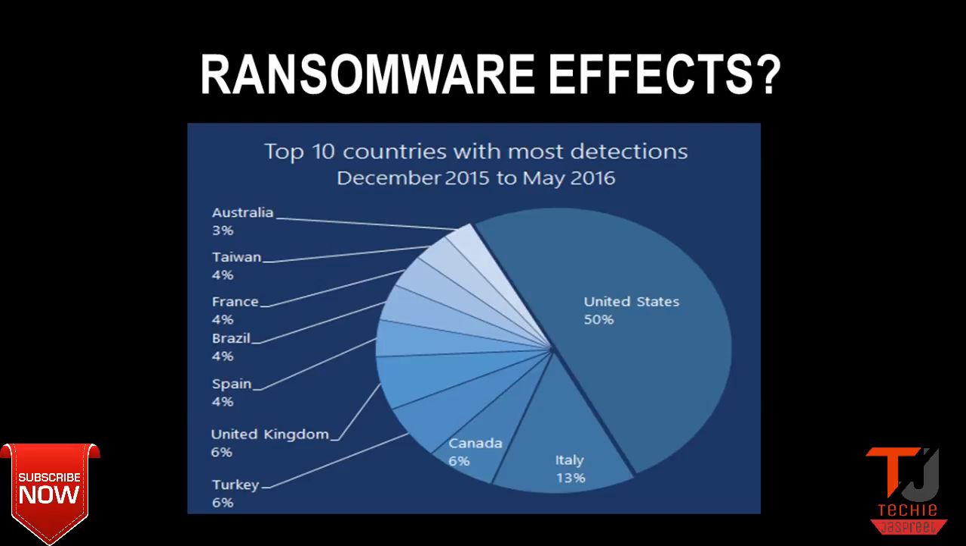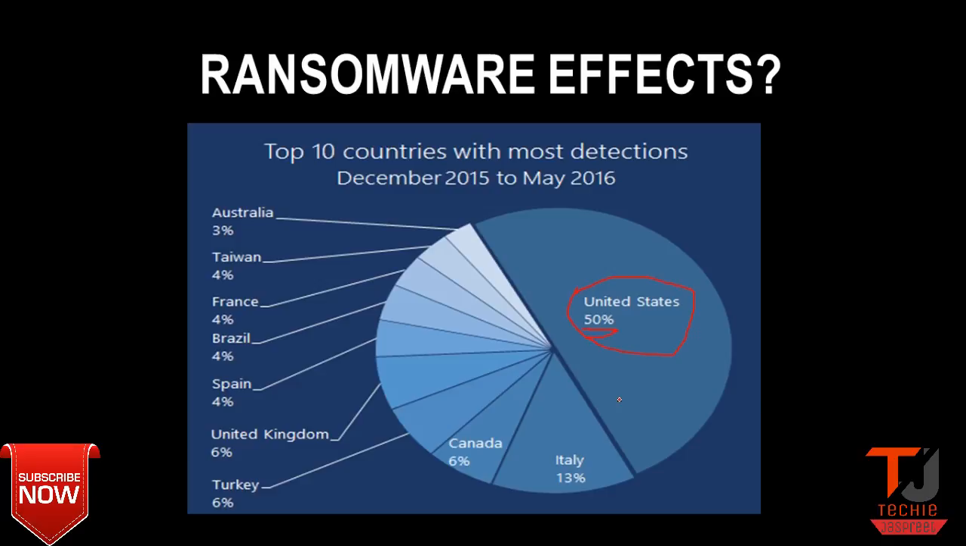Now what are the ransomware effects? We have the top 10 countries for a period of 6 months from December 2015 to May 2016, where we have most of the ransomware attacks. And as you can see in the pie chart, the United States is a country where 50% of the ransomware attacks are happening. So this is a very dangerous situation for the United States, as half of the attacks worldwide happen only in the United States.